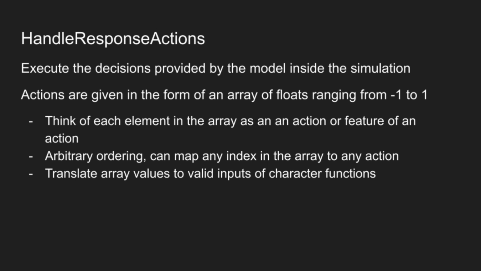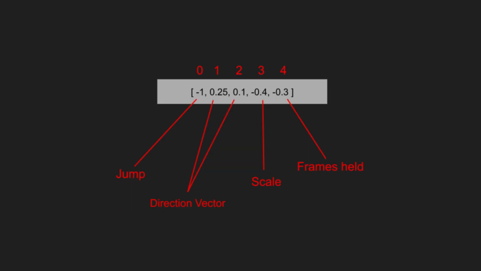The default third-person character has two movement options. It can jump, using the jump function, and it can run in a direction using the add movement input function. For jumping, it's straightforward. We'll look at one specific index in our array, let's say index 0, and if the value there is greater than 0, we call the jump function.